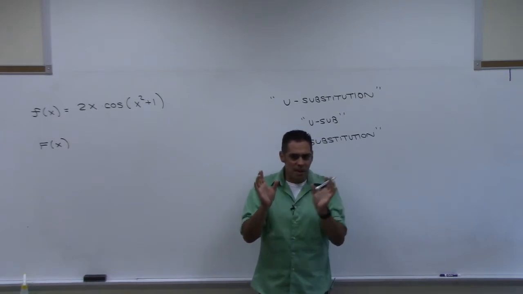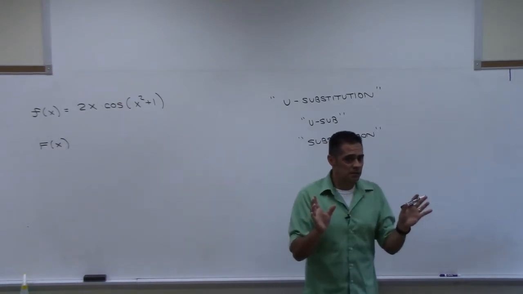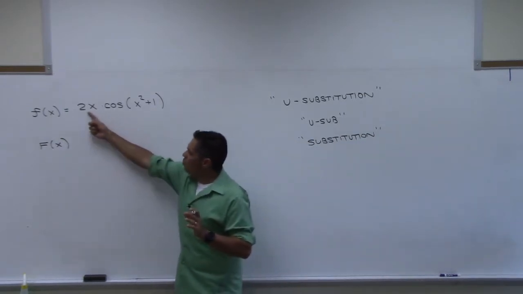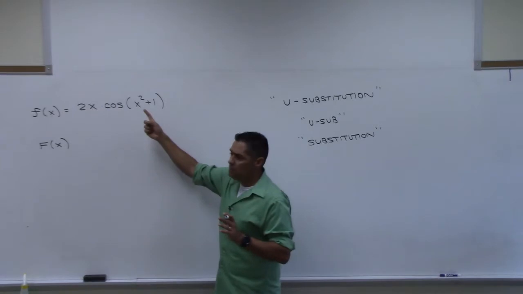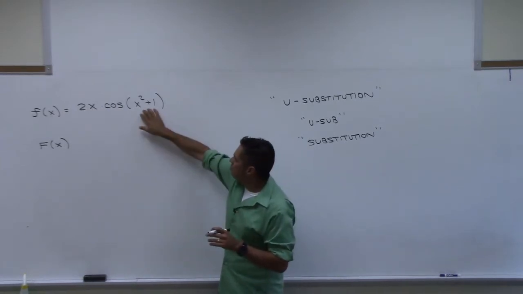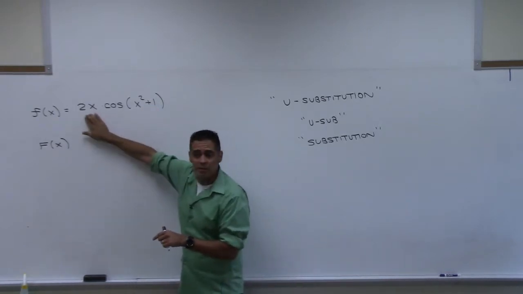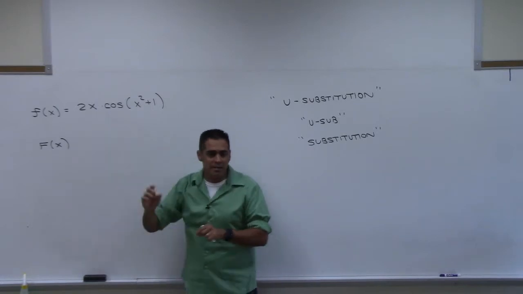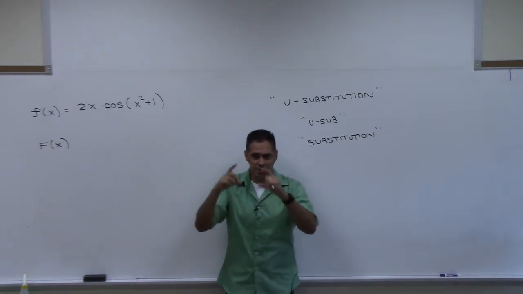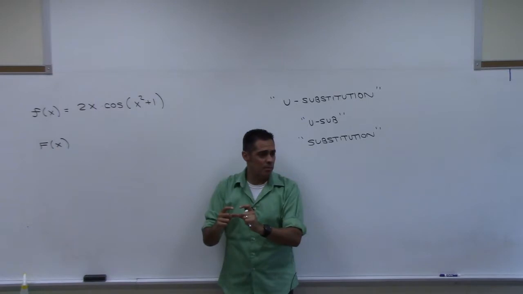Does anyone see something in there and its derivative is also in there? What, say again? I said 2x. You said 2x is what? The derivative of x squared plus 1. Does everyone see that? If you look at this right here, the derivative of x squared plus 1 is actually 2x, right? That's the basis for what substitution is about. What you're looking for is something, and you're hoping to also see its derivative within the problem.